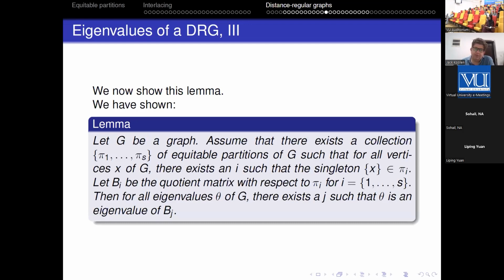So now if you have this collection of equitable partitions such that every vertex is a singleton in at least one of them, then we know all the eigenvalues of the graph gamma. So how can we do this? How can we apply this lemma?